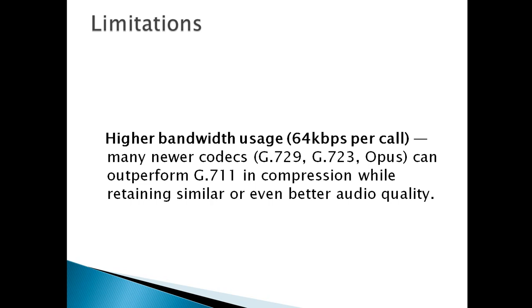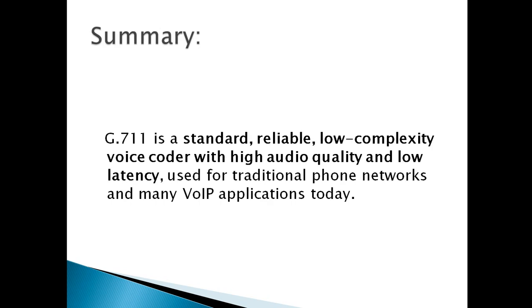If there is a constraint in your environment, then you can use G729, right? In later slides, I will show you the comparison of all the codecs. So in summary, there is high audio quality and low latency. That is the main advantage, or I can say the points why G711 is more famous in the industry, right?